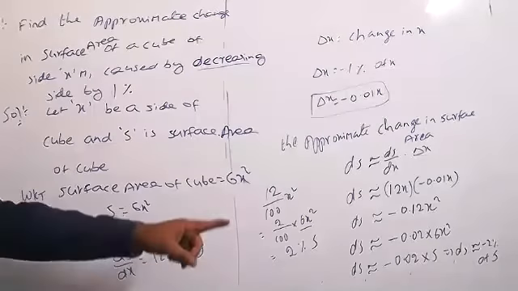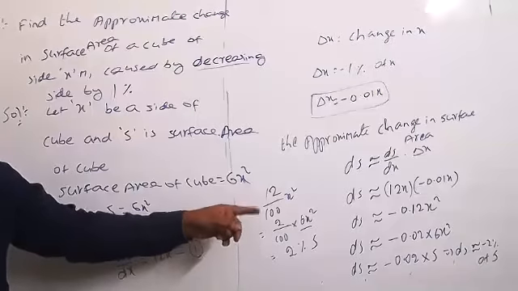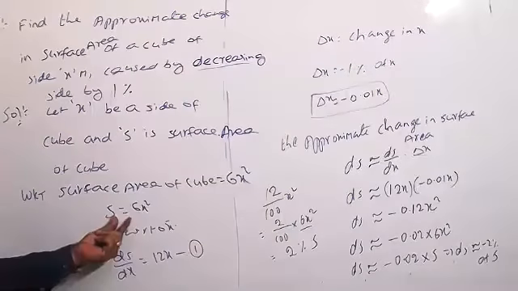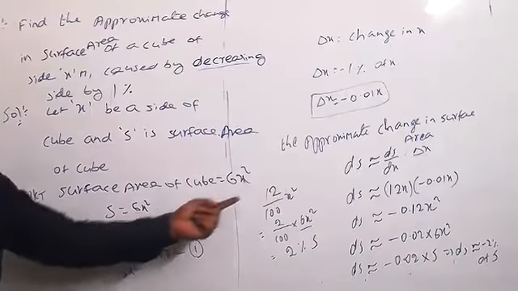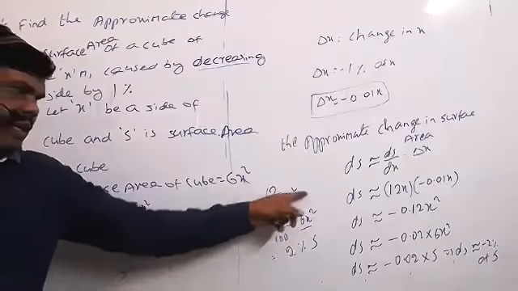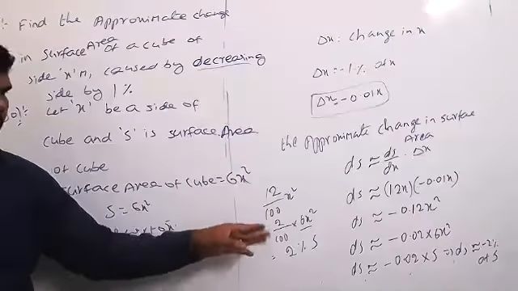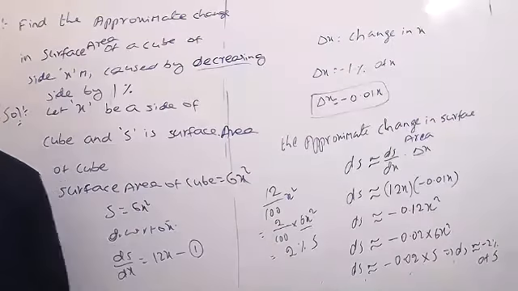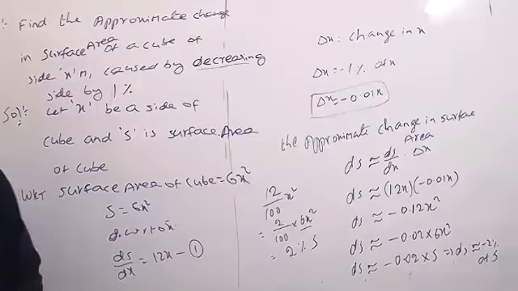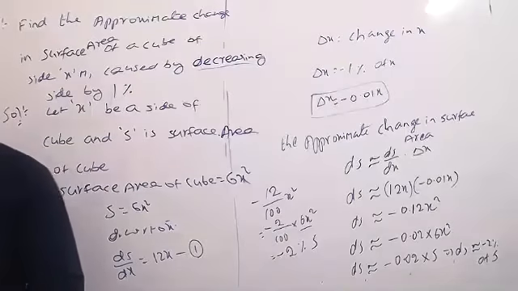But how do we get the 2%? This is the reason. Minus 0.12 converted into 12 by 100 times x squared. Since surface area is 6x squared, we can write 12 as 2 into 6, so in place of this we can write the surface area. 2 by 100 equals 0.02, which is 2%. So it is 2% of the surface area, and it will be negative, so we get minus 2% of surface area.